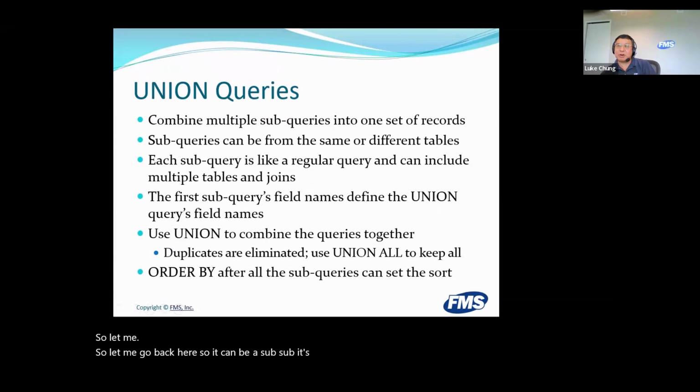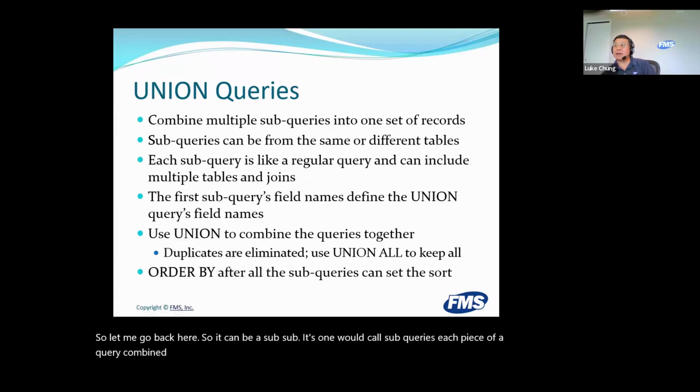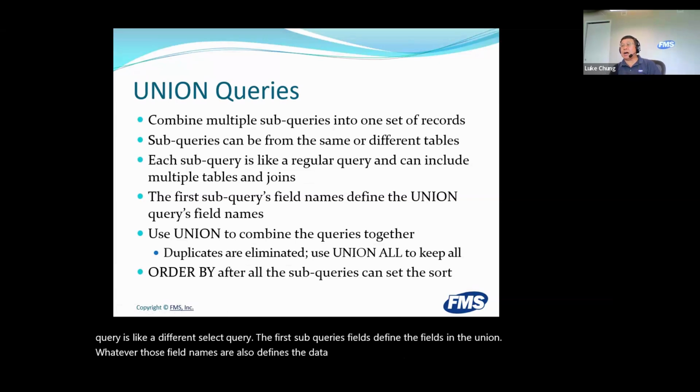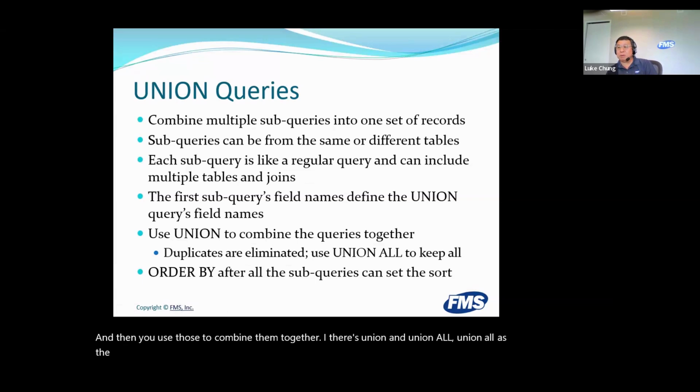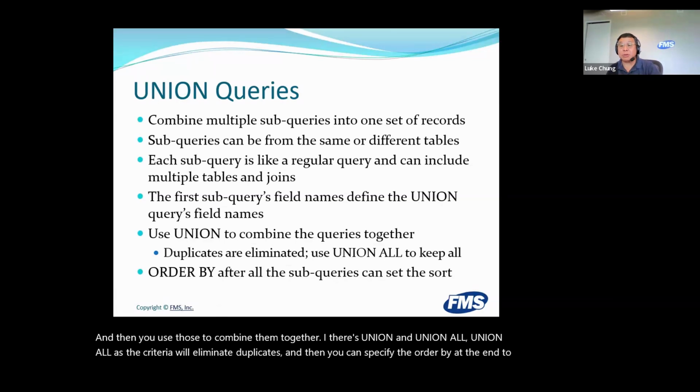It's what one would call subqueries, each piece of a query combined together in a union. They can be from individual or different tables. Each subquery is like a different select query. The first subquery's fields define the fields in the union, whatever those field names are, and also define the data types of the columns. And then you use those to combine them together. There's union and union all. Union, as the criteria, will eliminate duplicates. And then you can specify the order by at the end to sort whatever comes through.